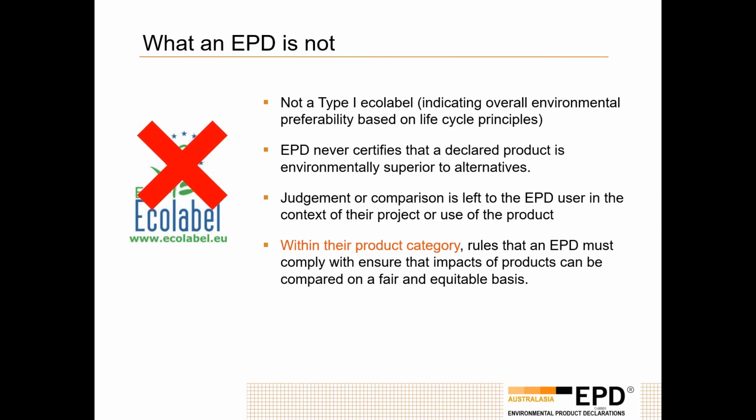Okay, my last slide, I think. Yeah, so what an EPD isn't, it's not a type 1 eco label. Now, eco labels make a value statement about the product, and an EPD never certifies that a declared product is environmentally superior to alternatives. It just states the data and the facts. So that judgment or comparison is left to the EPD user in the context of their particular project or the use of their product.